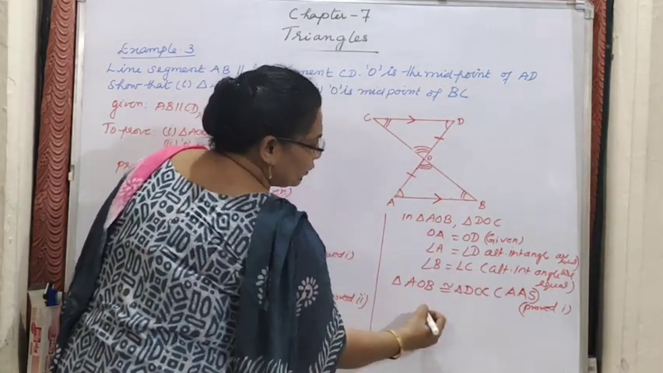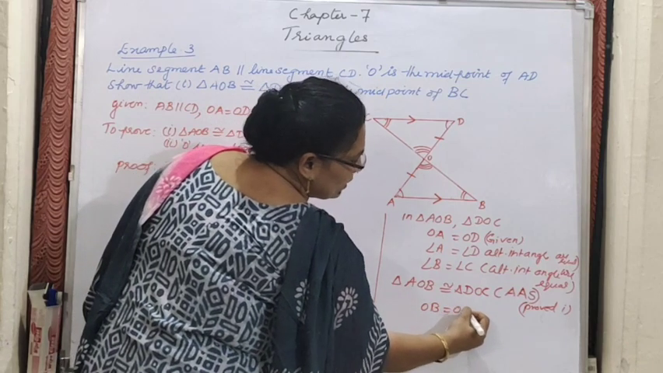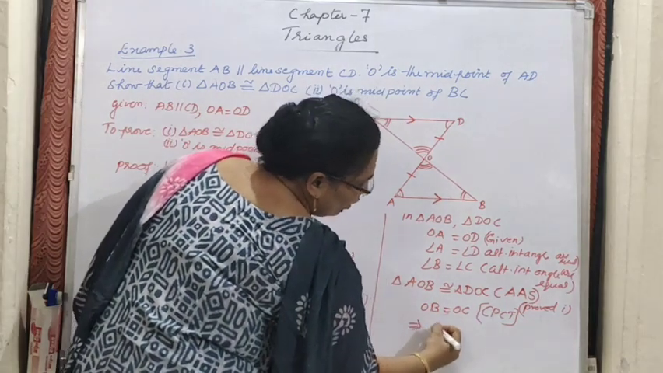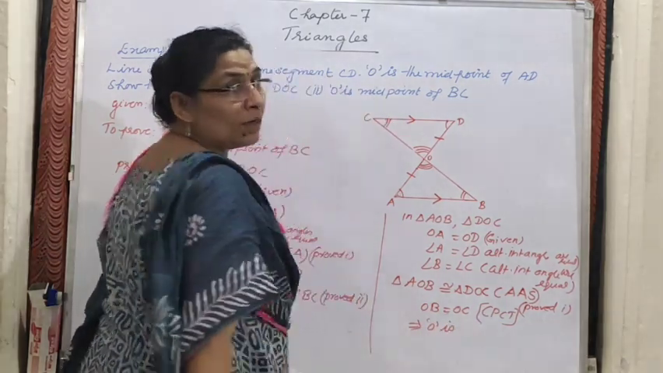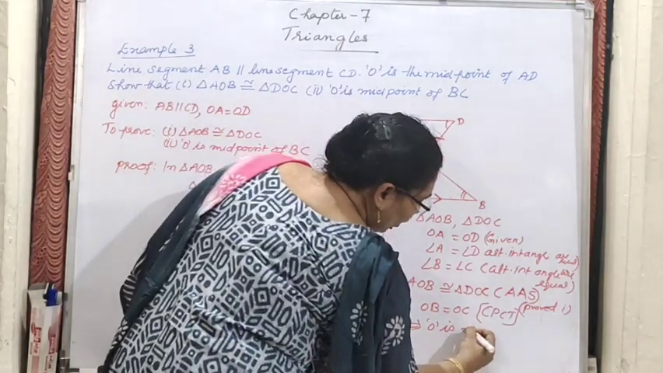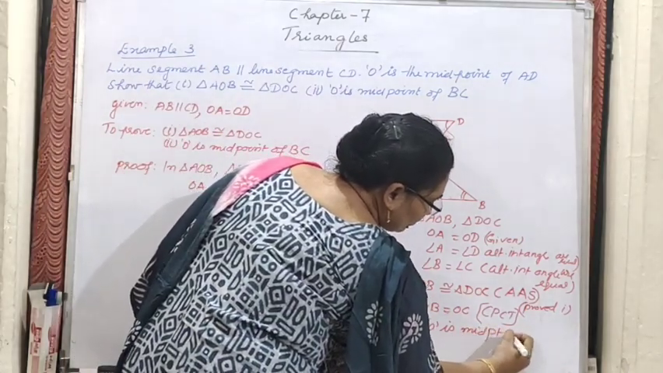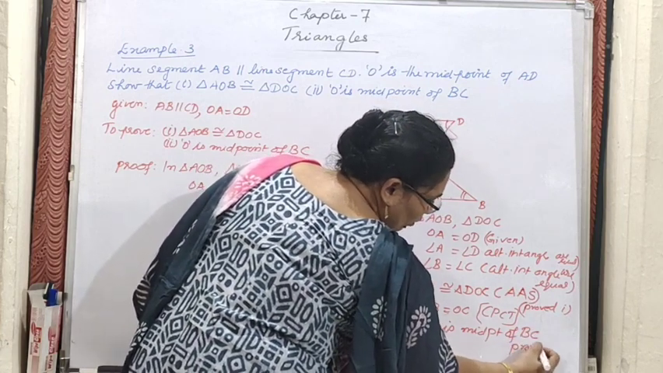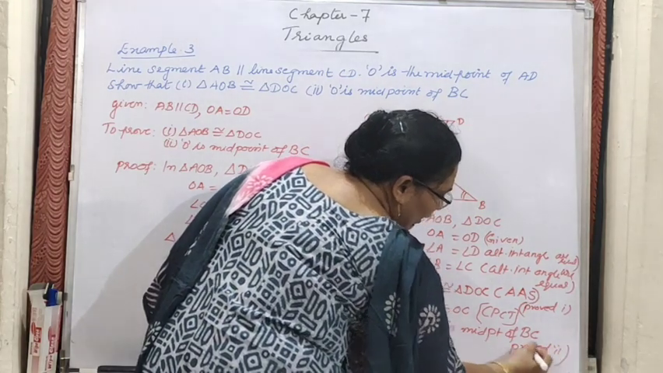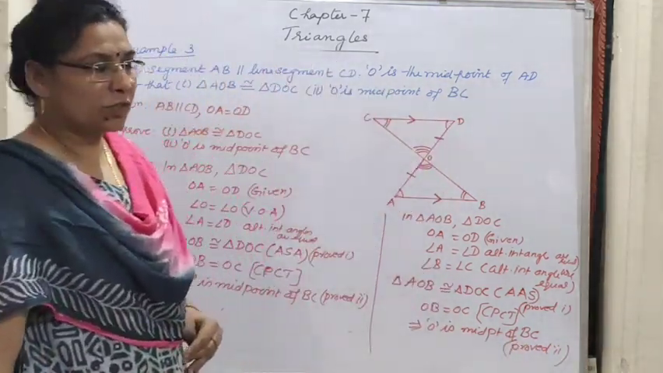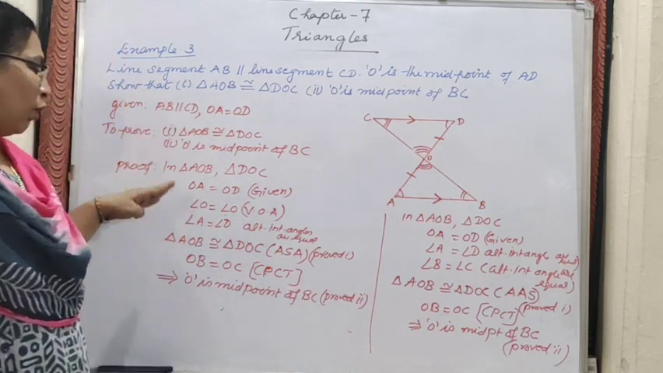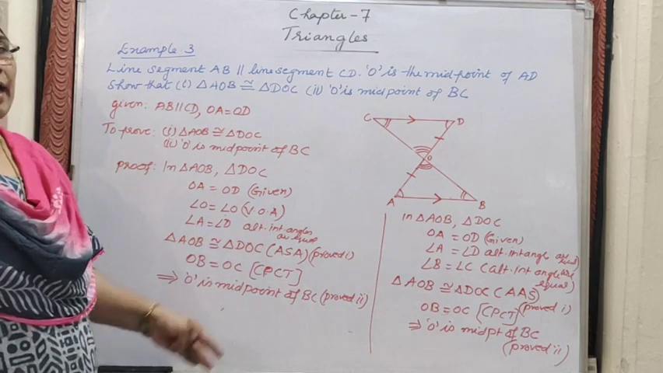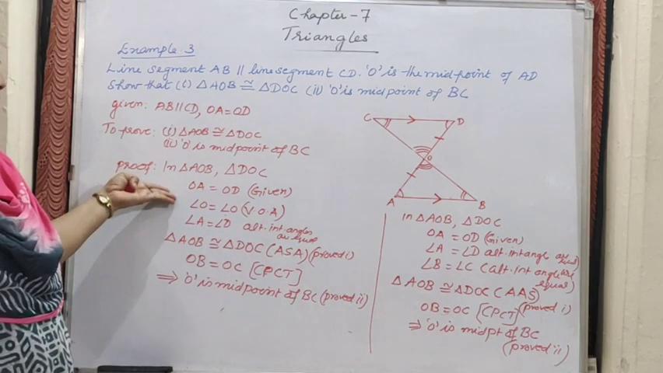Now after this what we should write? OB equal to OC. CPCT. This shows that what? O is the midpoint of BC. Right? So we have proved the second part also. Now see, two methods I have written. Any one method you can choose and we can write. So according to the statement you have to write the reason, if it is ASA or AAS. So I think it is clear for you.